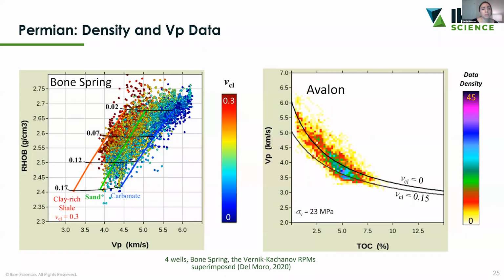Here's a similar application of a petrophysical input into a rock physics calibration. This is in the Permian. This is density and P-wave data. On the left, we have data from the Bone Spring Formation. On the right, we have the Avalon. And the left plot is color-coded by V clay. And now I'm thinking in terms of mineralogy.